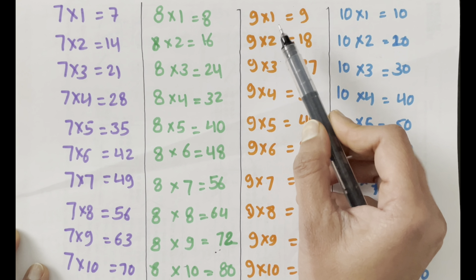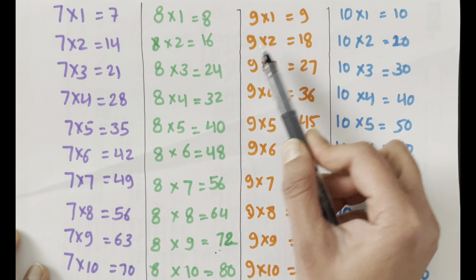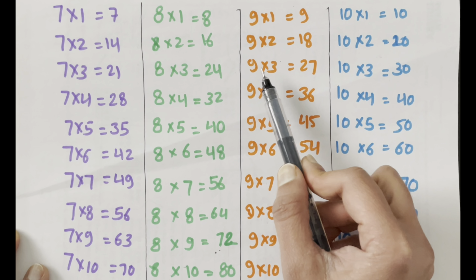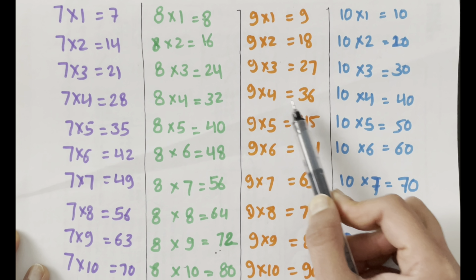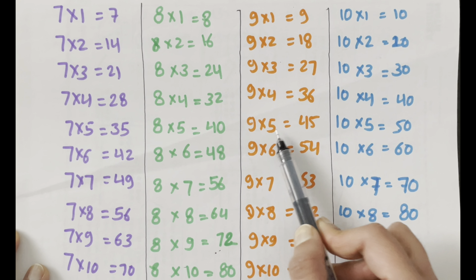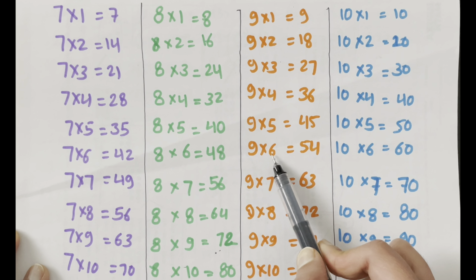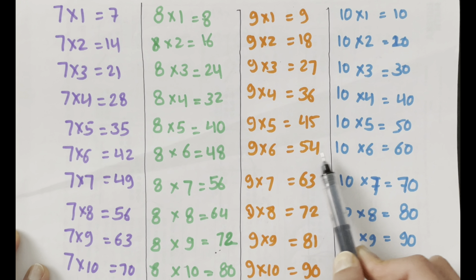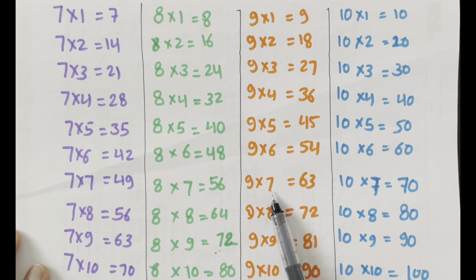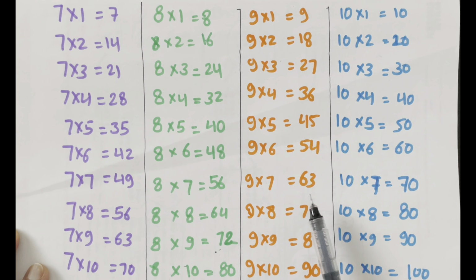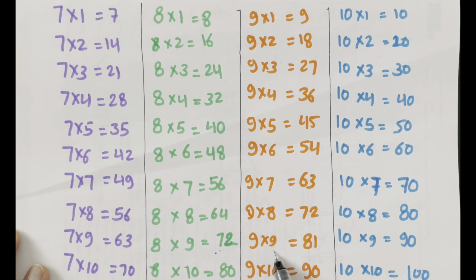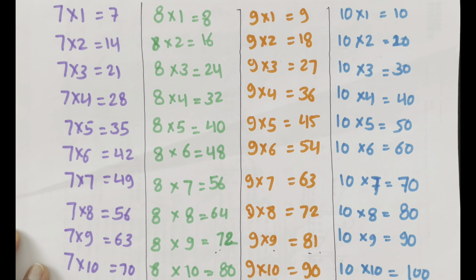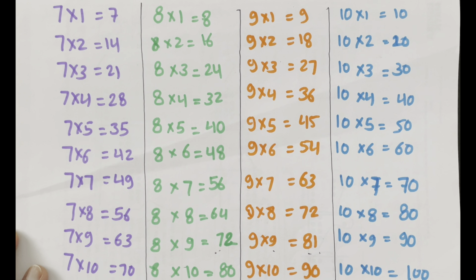Table of 9. 9 times 1 is 9, 9 times 2 is 18, 9 times 3 is 27, 9 times 4 is 36, 9 times 5 is 45, 9 times 6 is 54, 9 times 7 is 63, 9 times 8 is 72, 9 times 9 is 81, and 9 times 10 is 90.